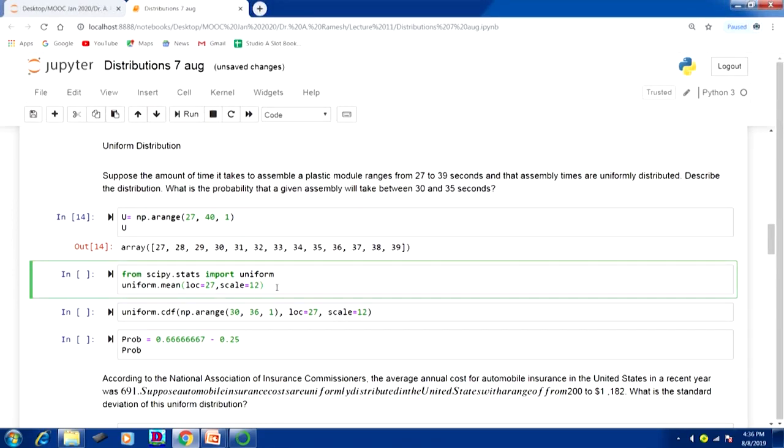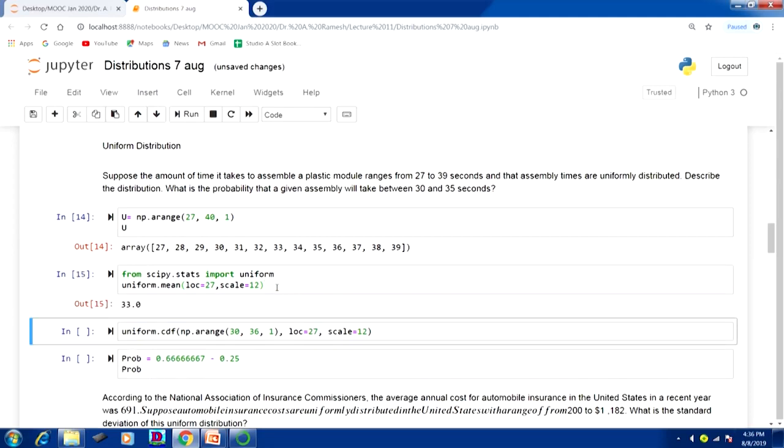Okay. Now, from scipy.stats import uniform. So, we have to find out the mean of this distribution. For that purpose, uniform.mean, loc is the starting point 27, scale is how much? Plus 12. So, 27 plus 12 is 39. So, that is the syntax, so the mean is 33. Otherwise, in the uniform distribution, finding the mean is not a very complicated formula. Simply you have to find out the (a plus b) by 2.